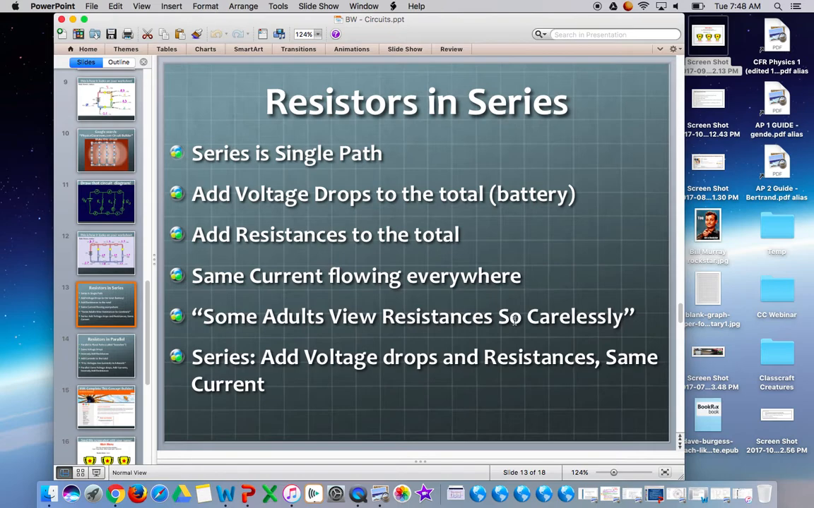That's these 2 facts up here. But you're going to see the same current flowing everywhere because there's only a single path for the current. It never needs to split.